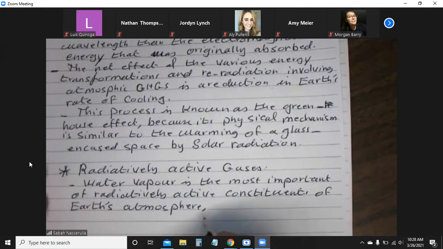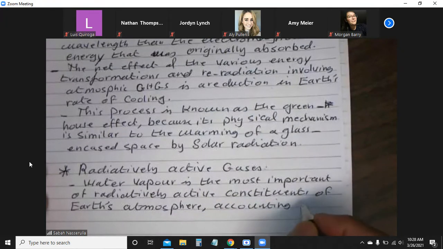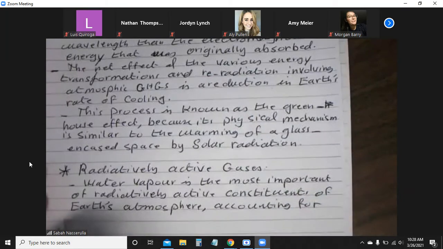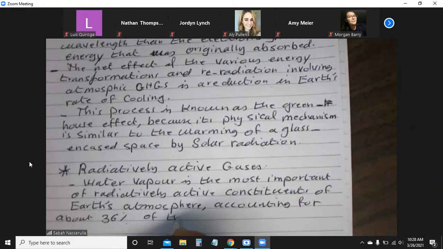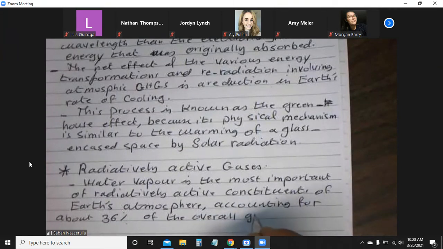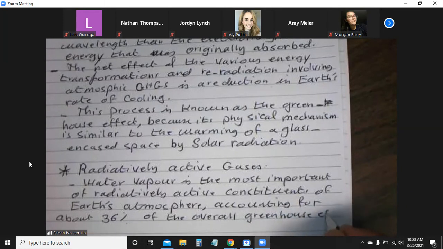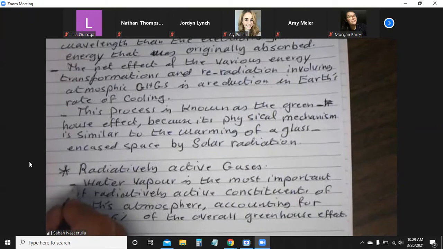And of course this is accounting for roughly about 36% of the overall greenhouse effect. Okay. Then this is one point to mention here.